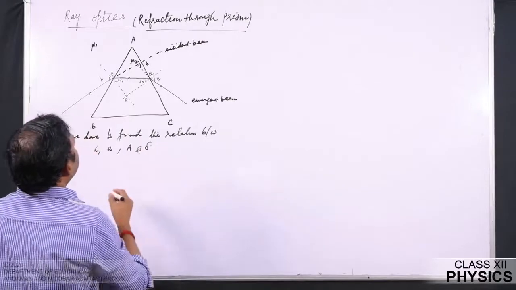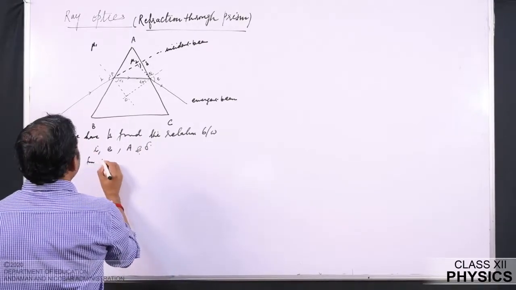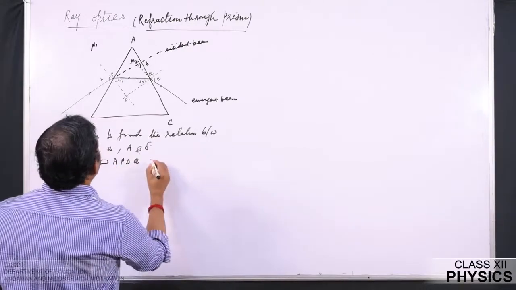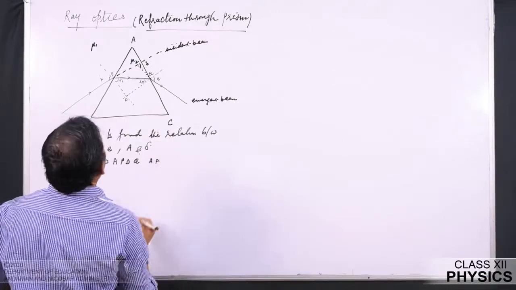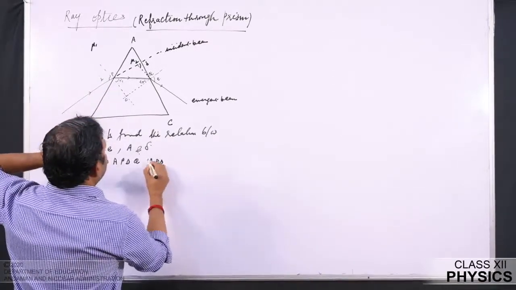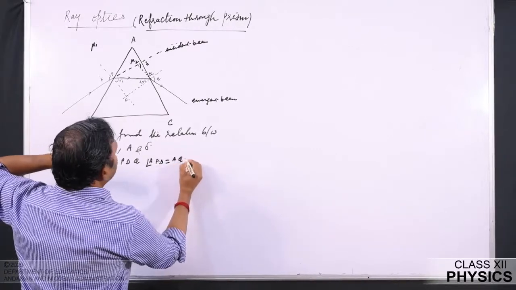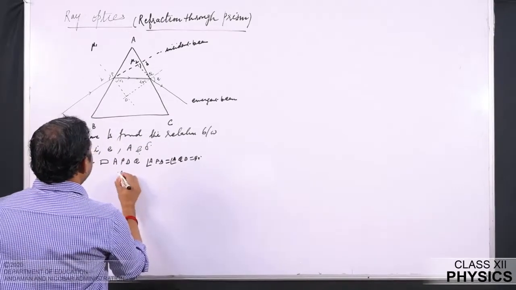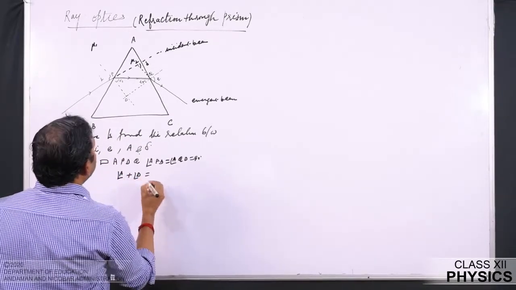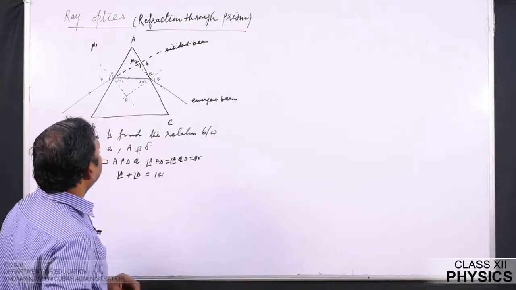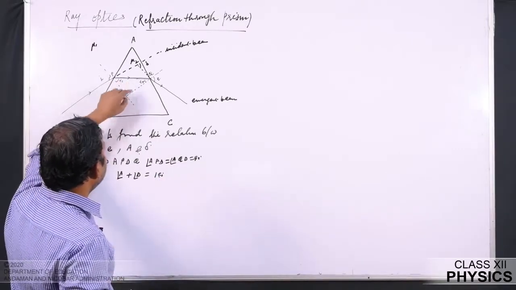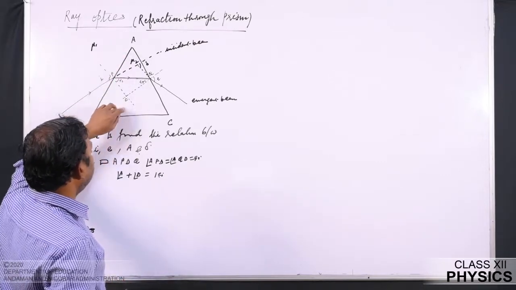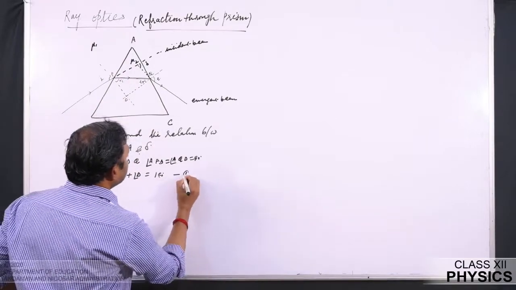Now, from the quadrilateral APDQ, we have angle APD equal to angle AQD equal to 90 degrees. From the property of a quadrilateral, the total sum of angles will be equal to 360 degrees. Therefore, angle A plus angle D is equal to 180 degrees. Let this be equation 1.